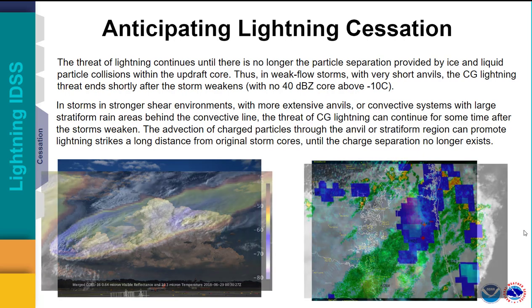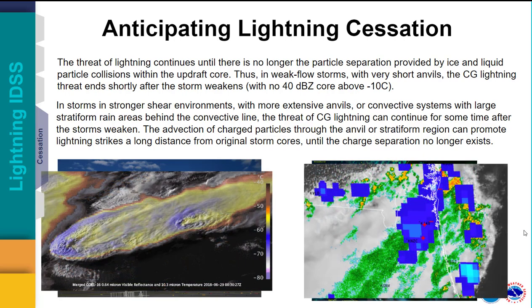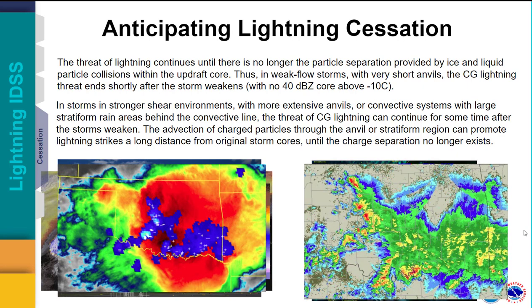In stronger shear environments, with more extensive anvils or large stratiform regions of convective systems resulting from a front-to-rear flow structure, the threat of lightning can continue for some period of time after the main convective cells weaken. The advection of charged particles through the anvil or stratiform region can promote lightning strikes a long distance from the original storm cores, with the threat lasting until the charged particles diminish within these features.